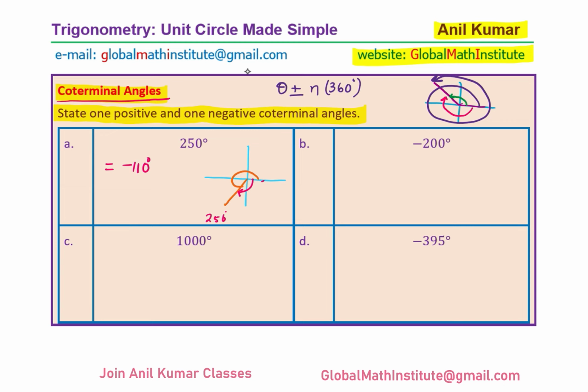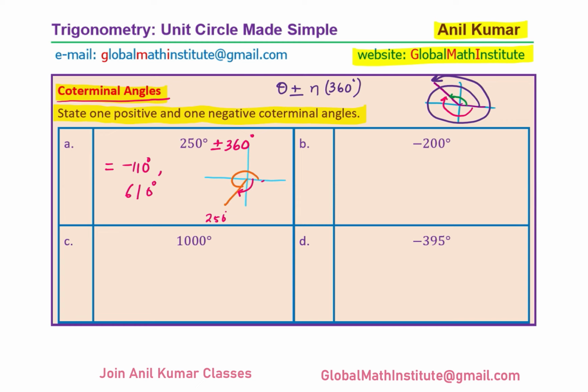We could also give a positive coterminal angle by adding 360 to it, right? So basically what we are doing here is adding and subtracting 360 degrees to get the answer. When I subtracted 360, I got negative 110. Now if I add 360 to 250, then the other coterminal angle is 610 degrees. Makes sense, right? So that becomes the other coterminal angle. Perfect. So that is how we are going to answer these questions. I hope it makes sense.